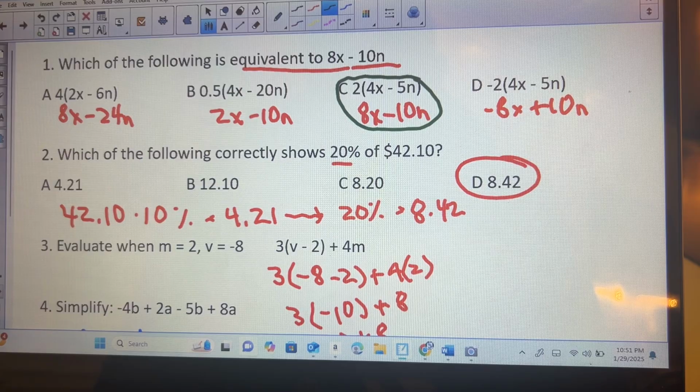Question 2, which of the following correctly shows 20% of $42.10? 10% of $42.10 is $4.21. If you add 421 times 2, or you add them together, you'll get 842.